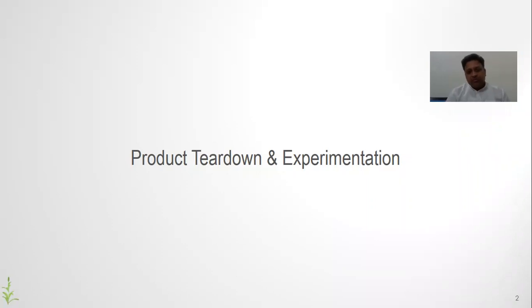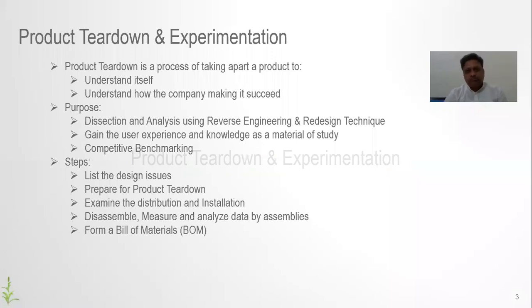Today we will discuss product teardown and experimentation. A product teardown is a process of taking apart a product to understand it, and to understand how the company making it succeeds. The purpose is dissection and analysis using reverse engineering and redesign techniques, to gain user experience and knowledge as material of study.